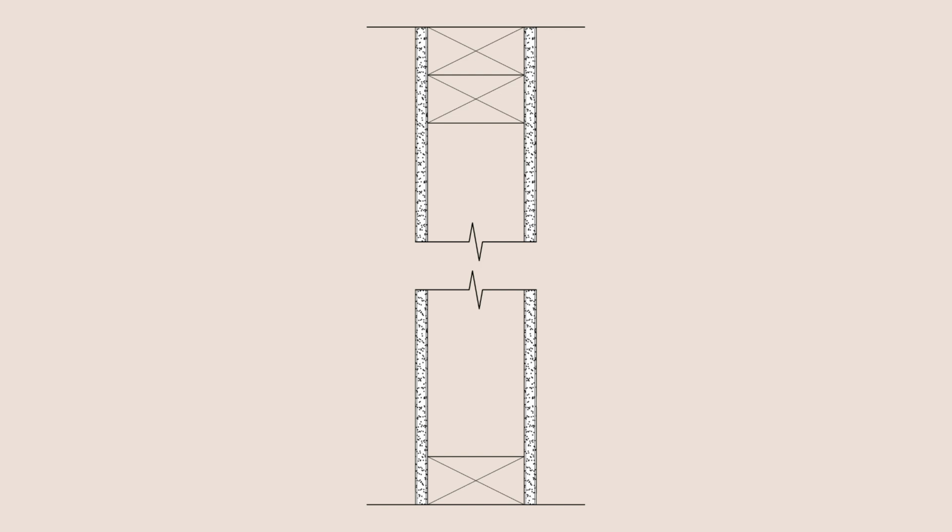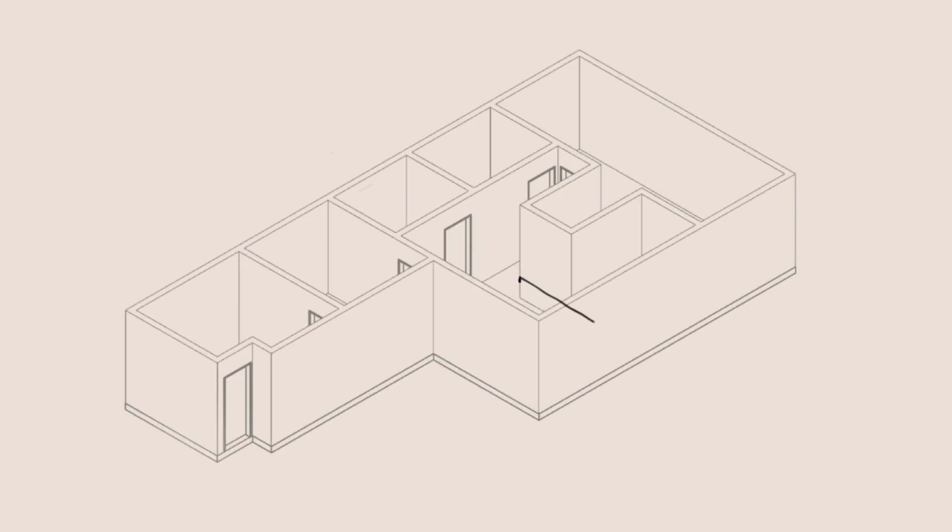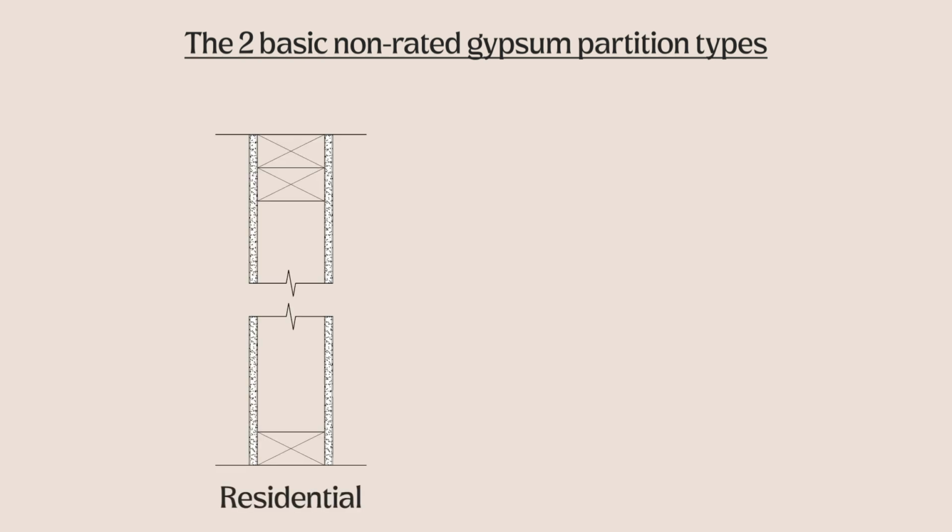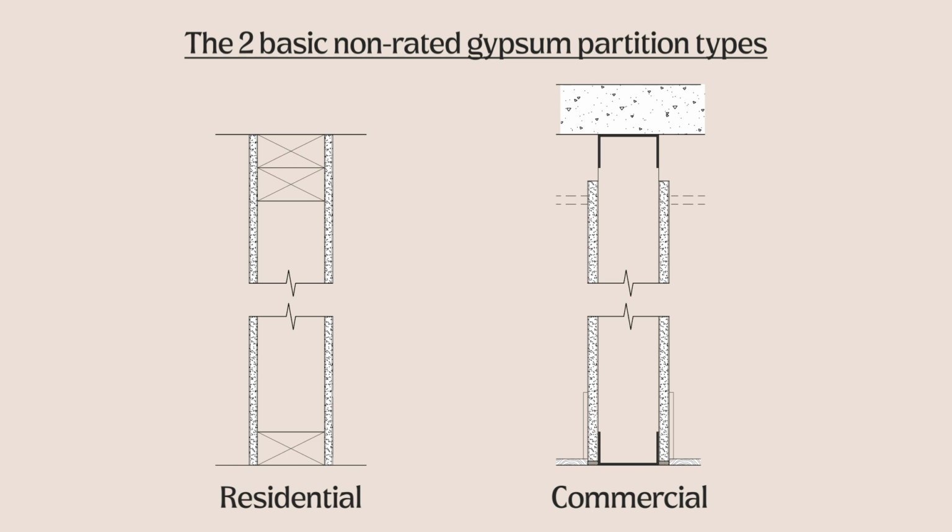Here is what a partition section detail looks like. It's basically an elevation view that shows what the inside of the wall would look like if you took a knife and cut it. There are two basic non-rated partition details that you will see on the exam: a residential partition and a commercial partition. Wall construction is different for these two types of buildings because they have different fire, occupancy, and other code requirements.